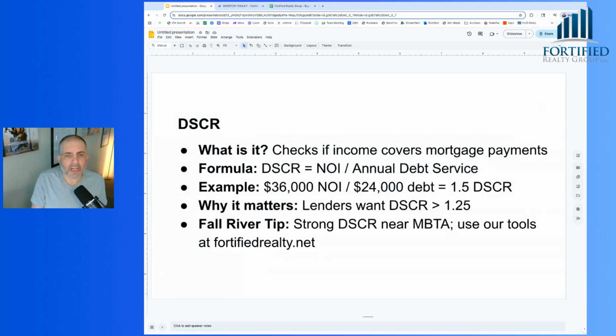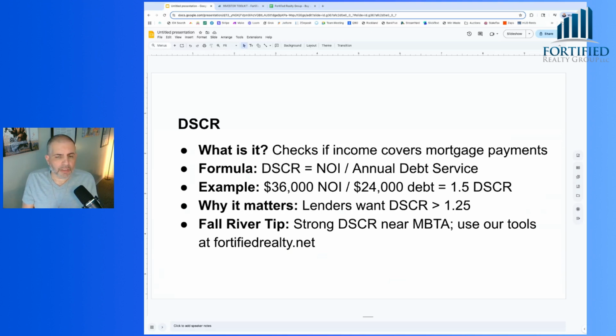All right, DSCR. If you're going to use financing, this is a number you need to know. Your bank's going to want to know this. In a nutshell, it checks if the income covers the mortgage payments. We take that net operating income again, and divide it by the annual debt service, which is the principal and interest you're going to pay over 12 months. If your mortgage was $2,000 a month, principal and interest, that's $24,000 of debt service. If your income is $36,000, you divide that, it's 1.5.